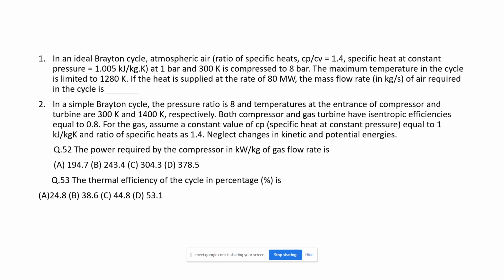For the second problem, it's 24.8077%. Just tell me the ABCD option. For 52, there are the options A, B, C, D, out of which you are getting A, 24.8. Thermal efficiency. Okay.